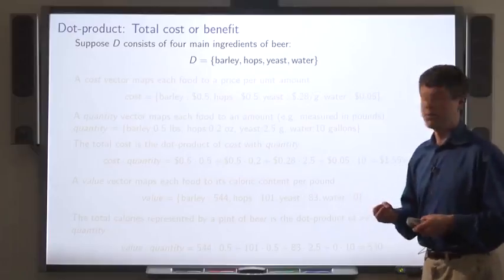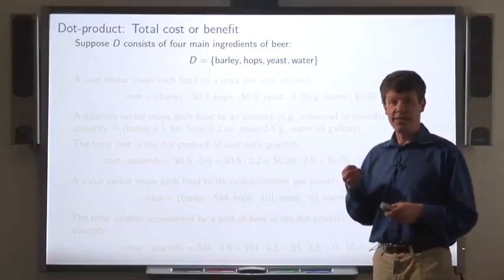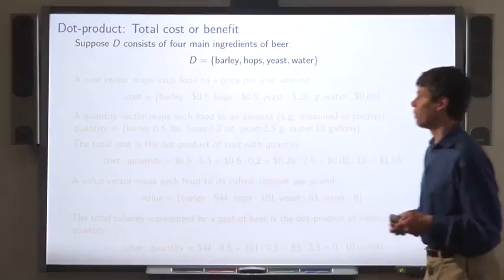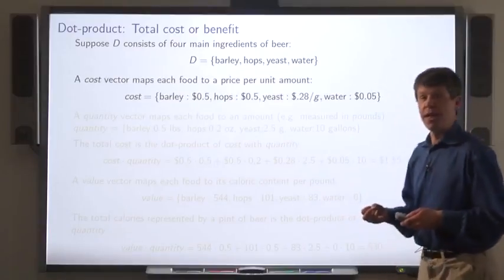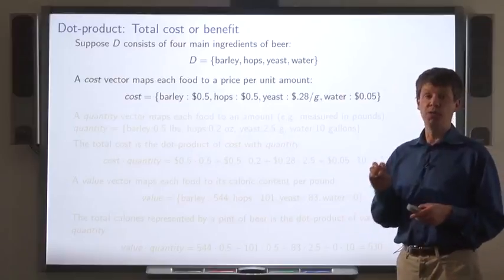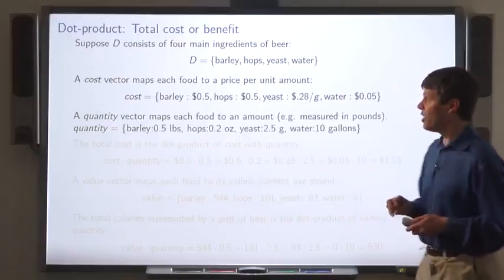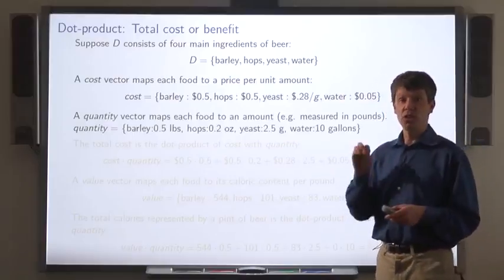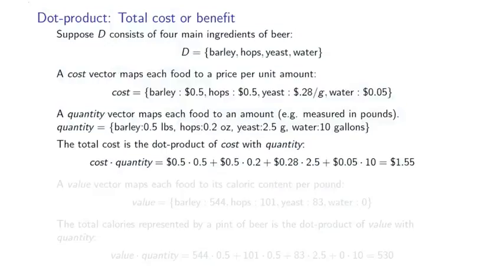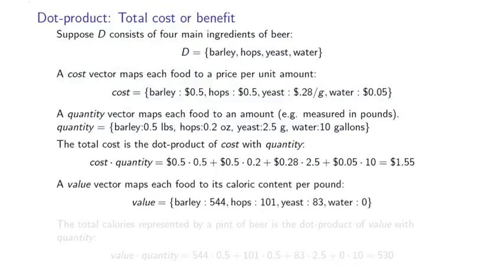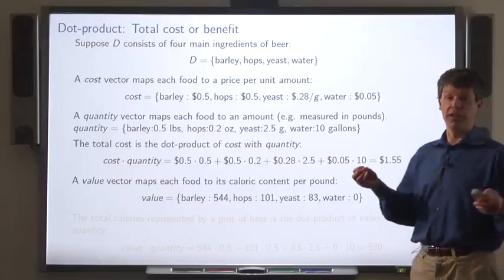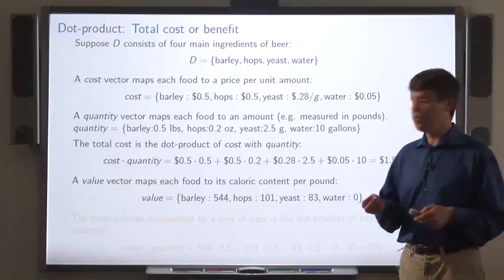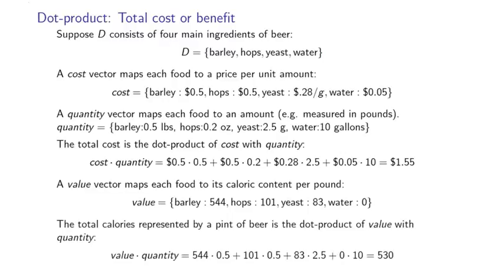Here's one use of dot products. Define D to be the set of the four main ingredients of beer. We can define a cost vector that maps each of those ingredients to the cost per unit amount of that ingredient, and a quantity vector that maps each of those ingredients to a quantity. Then the total cost is the dot product of the cost vector with the quantity vector. We could also define a value vector that maps each of the ingredients to, say, the caloric content. And then the total calories, represented by a pint of beer, is computed as the dot product of these two vectors.